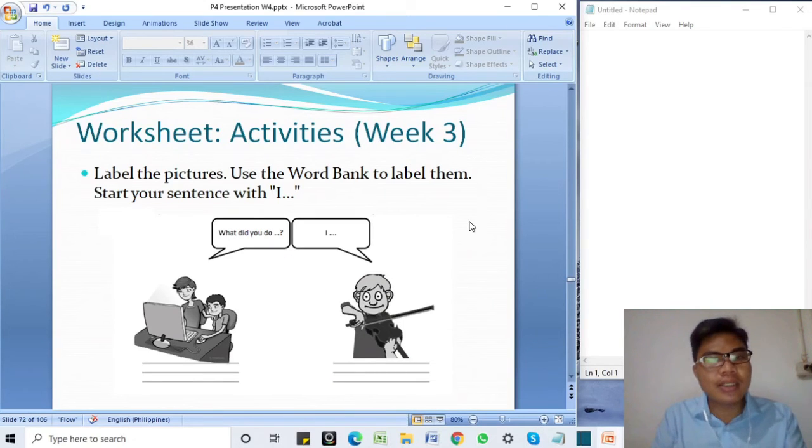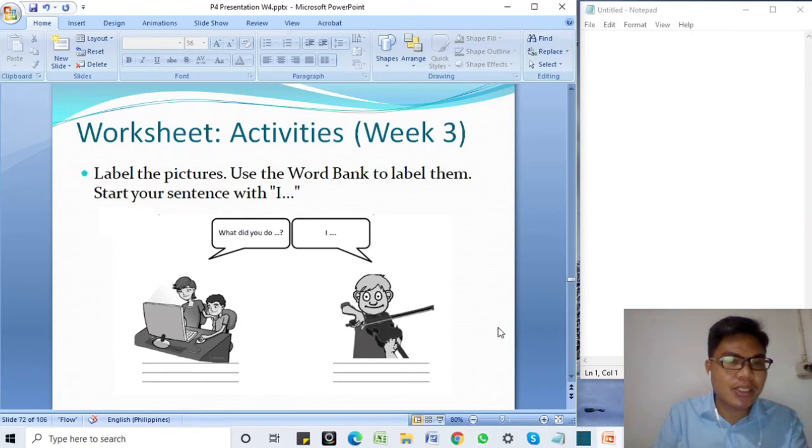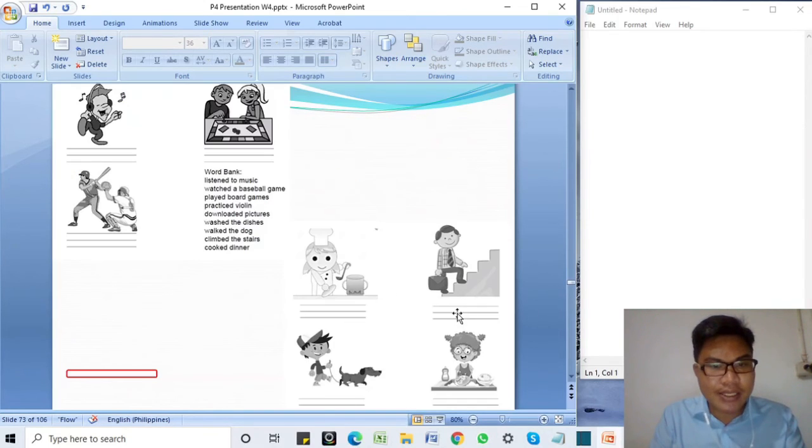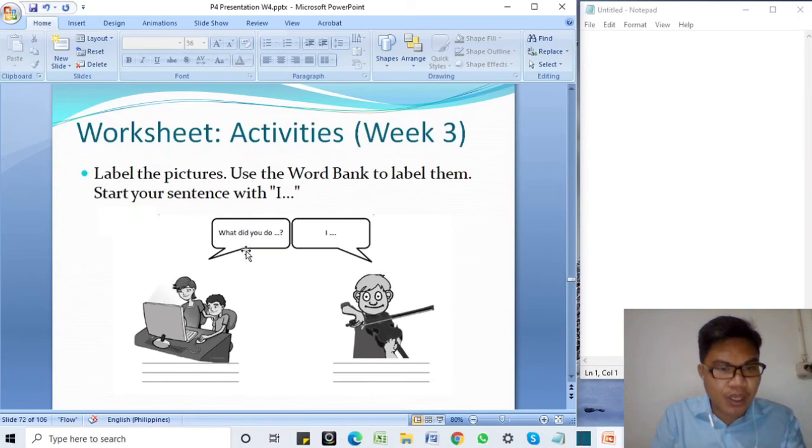So that is your homework for week 2. Now for week number 3, the worksheet is this. What you're going to do is label the pictures. You have to use the word bank to label them. So the word bank is here. There are different phrases here all about activities. So let's see. What do you think is the answer here?